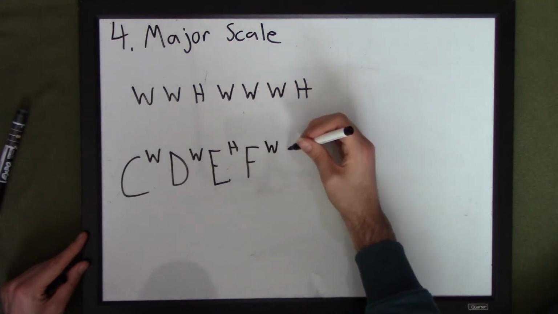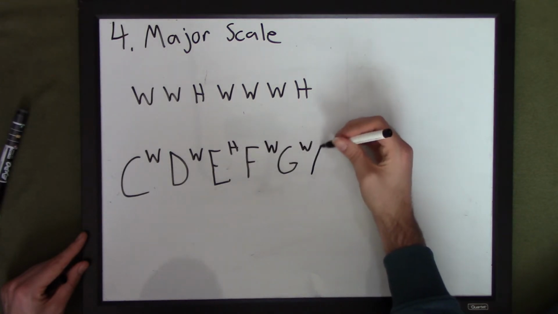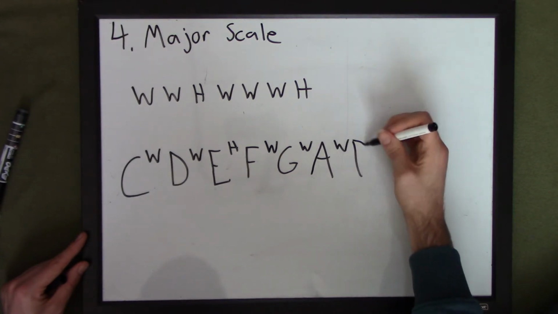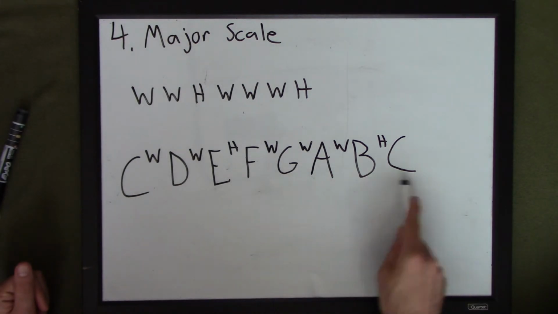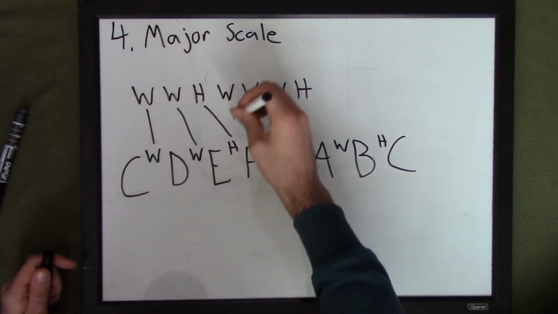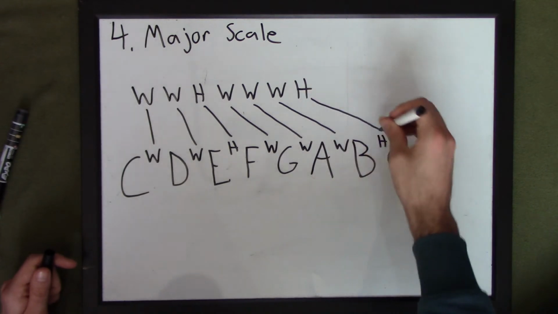Then you're going to go another whole step. That brings you to G. Another whole step will bring you to A. Another whole step will bring you to B. And then a half step will bring you back to C, which is where you started. So it's an 8-note sequence. There's 7 different notes because the first note and the 8th note are the same.